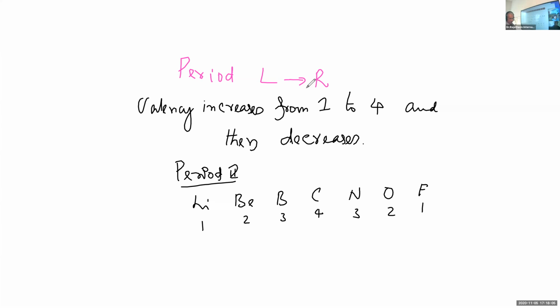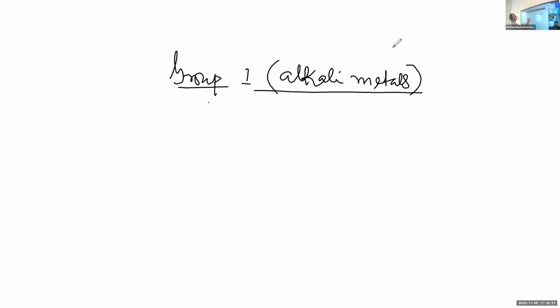Okay. Let us think of the valency in a group. How does valency vary in a group? You take a group, say, for example, group 1, alkali metals. You know, the elements in group 1 are lithium, sodium, potassium, rubidium, cesium, and francium. These are the elements in group 1, alkali metals. Do you remember the electronic configurations of these elements?